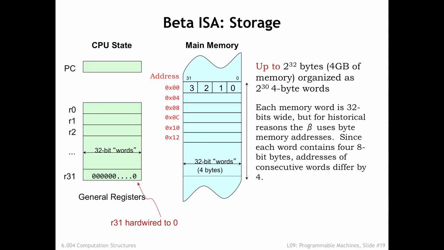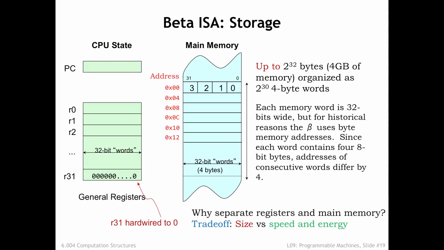The beta supports 32-bit byte addressing, so an address fits exactly into one 32-bit register or memory location. The maximum memory size is 2 to the 32nd bytes, or 2 to the 30th words. That's 4 gigabytes, or 1 billion words of main memory. Some beta implementations might actually have a smaller main memory, in other words, one with fewer than 1 billion locations.